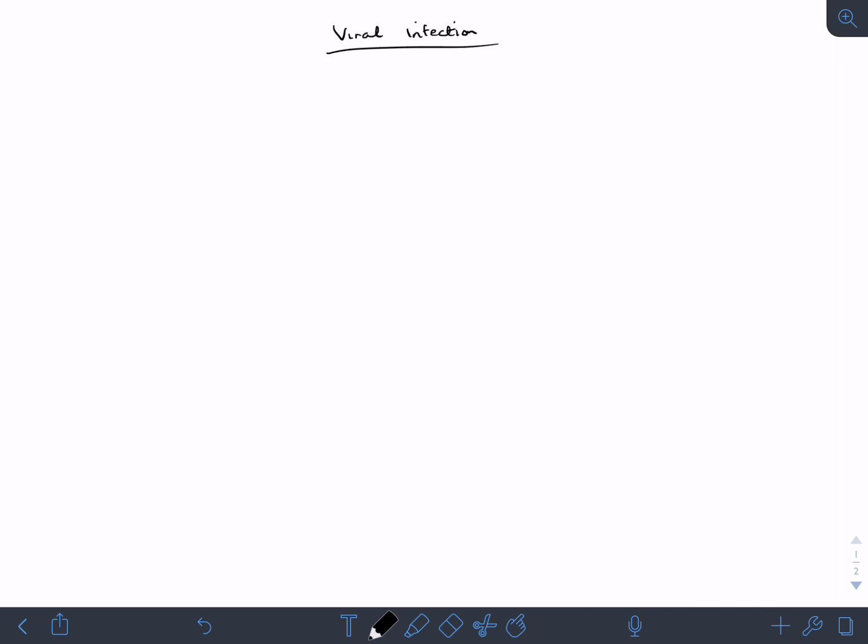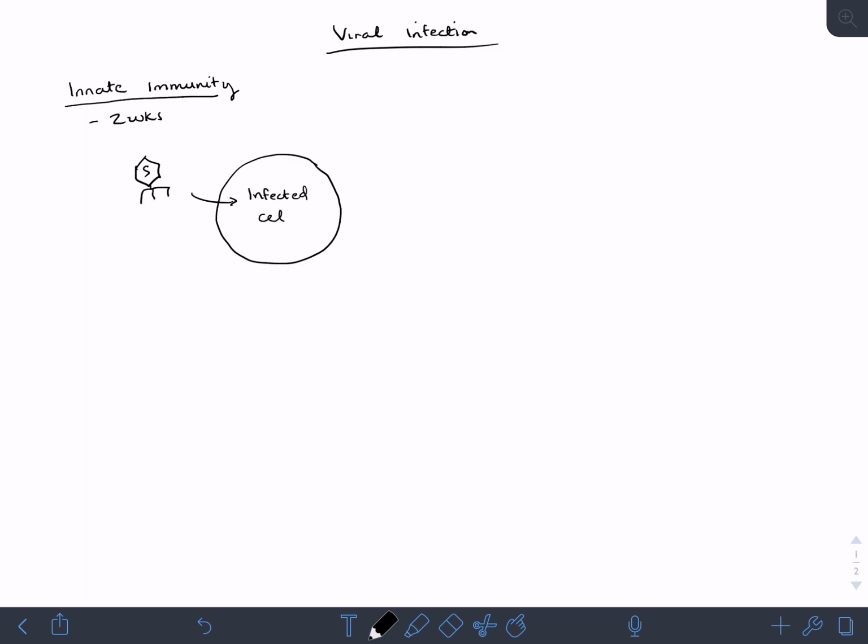And the first thing you're going to do is activate your innate immunity, right? So your innate immune response goes first. Your innate immunity comes first, okay? And your innate immunity is working for the first 2 weeks. So in that time, you have a virus. This virus is now introduced into your body, and this virus is going to infect a cell. Okay, so now you have an infected cell.